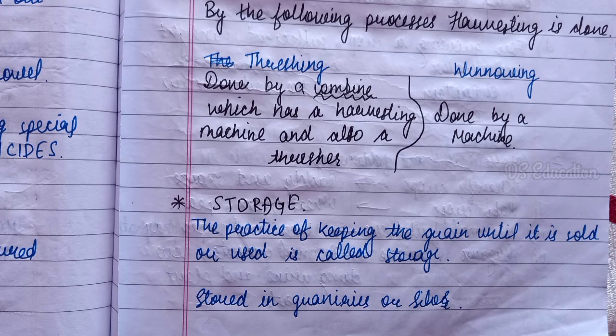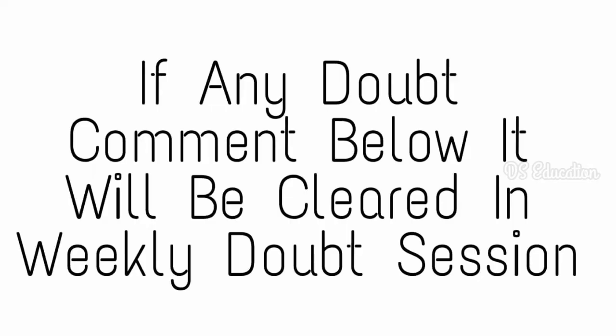Now let's see the next step. Last but not the least step is storage. The process of keeping the grain until it is sold or used is called storage. Crops are stored in granaries or silos. By this we successfully completed our chapter 1 of science.